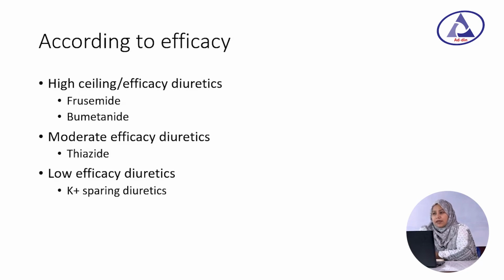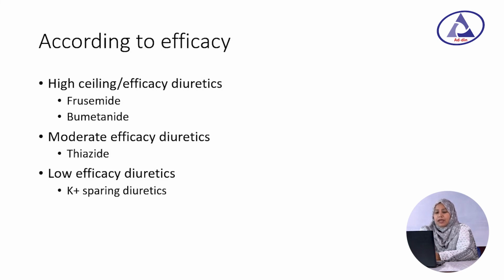According to the efficacy, that means how much water or fluid it can excrete. Number 1, high ceiling or high efficacy diuretics, moderate efficacy diuretics and low efficacy diuretics. High efficacy diuretics means its potency or efficacy is very high. It is also called high ceiling, and high ceiling means increasing the dose of the drug will increase the excretion of urine volume. That means furosemide, bumetanide. Why is it called high efficacy? Because it can excrete 15 to 25% of the glomerular filtrate.